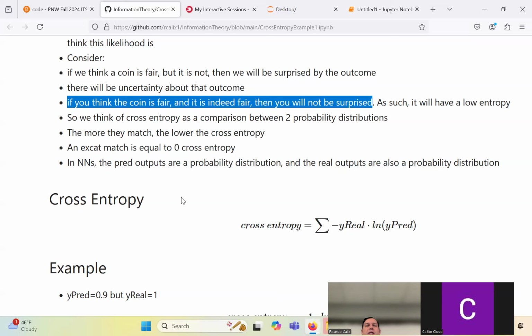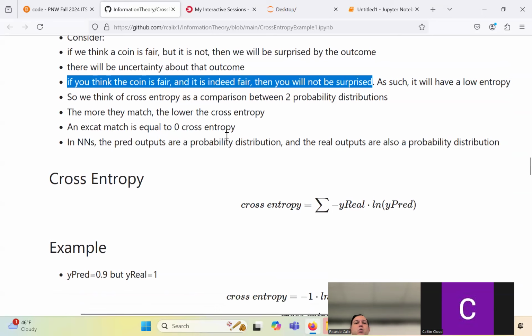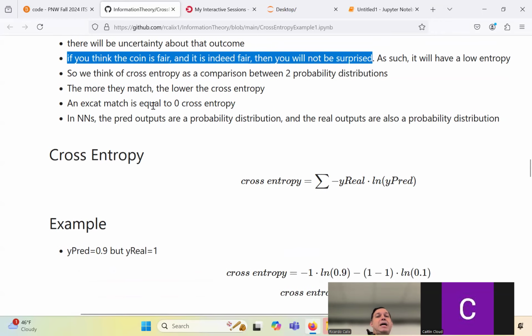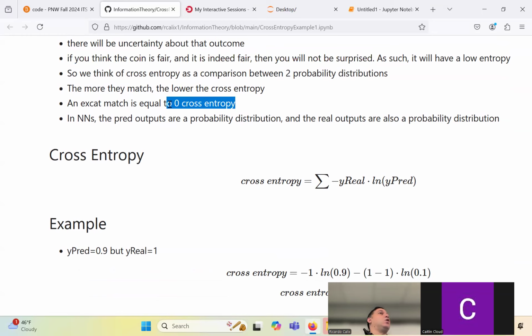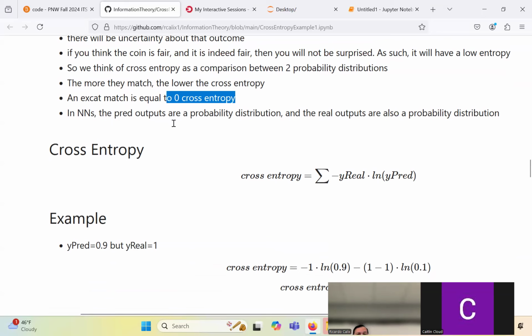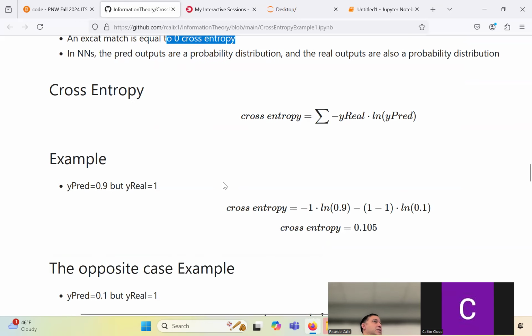So we think of cross entropy as a comparison between two probability distributions. The more they match, the lower the cross entropy. So it's a perfect function that we're going to optimize. An exact match is equal to 0 cross entropy. Okay. In neural networks, the predicted outputs are a probability distribution, and the real outputs are also a probability distribution, which is what I just described, basically. Okay. So hopefully that made sense as far as the intuition.